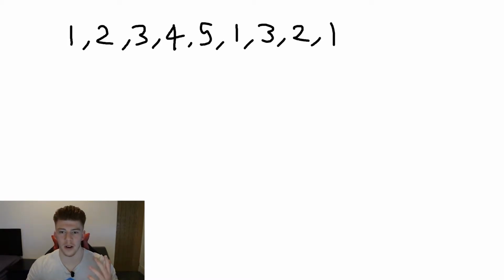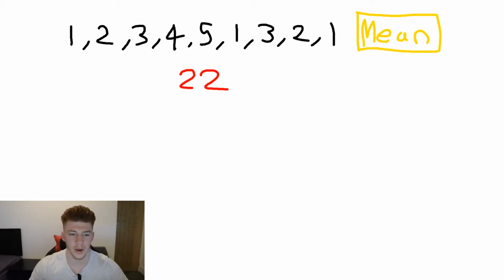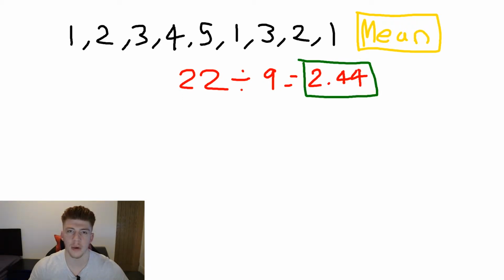First of all, we're going to find out how to work out the mean of these numbers. The first step is adding up every single number in the list. Once you've got the total, here we've got 22, you divide it by how many numbers there are in total in the list. Here we've got 9 different numbers, so we do 22 divided by 9, which gives us 2.44. And this number, 2.44, is the mean of all of these numbers.